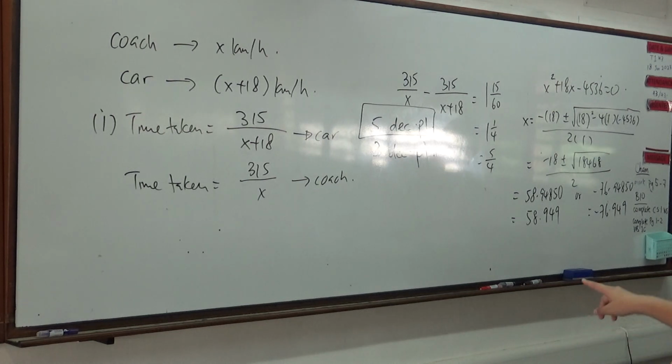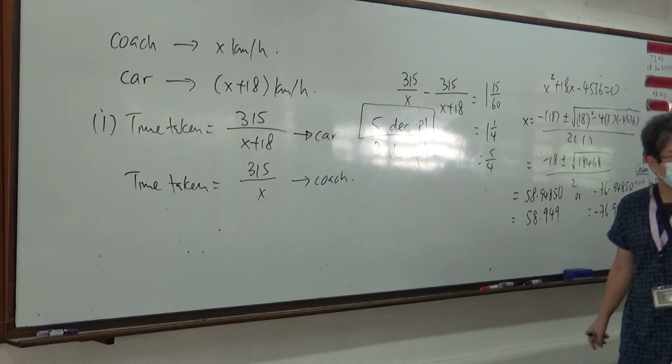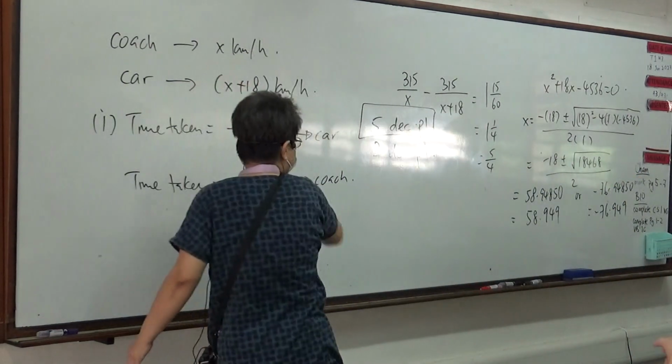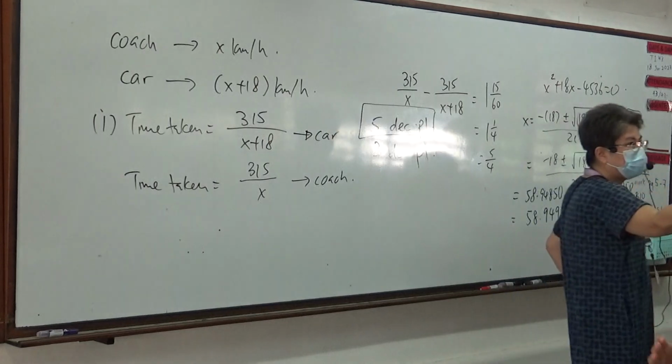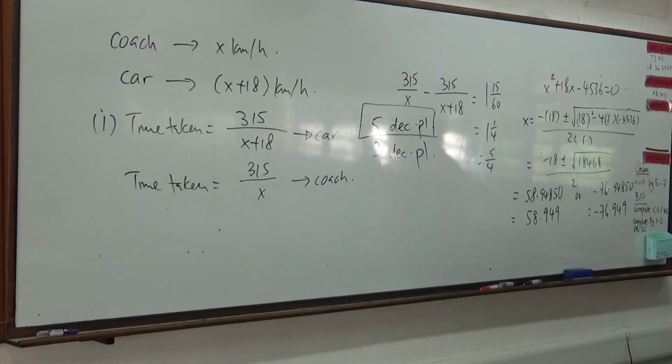Part 3. Find the estimated time taken by the family to travel by car. Give your answer correct to the nearest minute. Now, first of all, I want to know what x represents. Speed, right? Can speed be negative? I know you learn physics. Velocity can be negative.